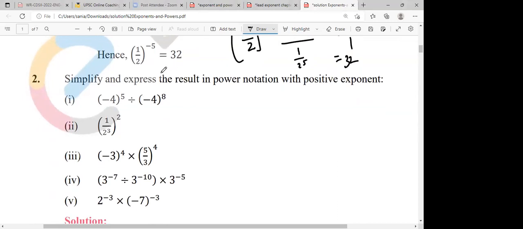Yes, ma'am. Done? Okay. So you can see your exercise question number 2. Here you have to use a property and you let me know which property you are using. In case you are not getting anything, you'll just leave the space for that particular thing. Okay?